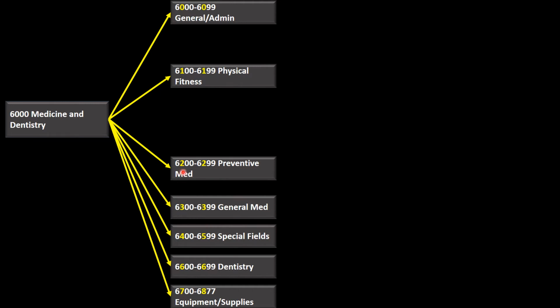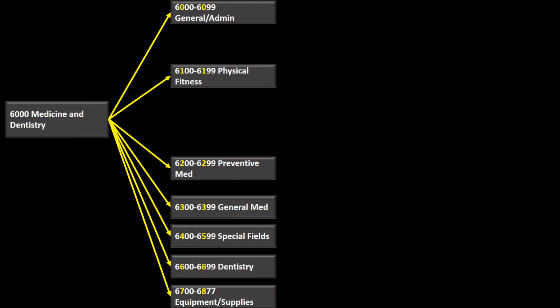I try to memorize all these primary numbers, that anything that's just 6000 is general admin under medicine. Anything that's 6100, physical fitness. Anything 62, preventative medicine. And like I said, this is a big one. Always a lot of instructions on preventative medicine. 63, general medicine. 65, special fields. 66, dentistry. 67 through 68, equipment and supplies.